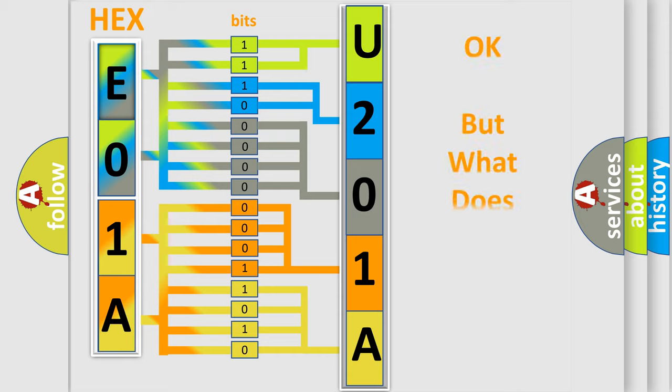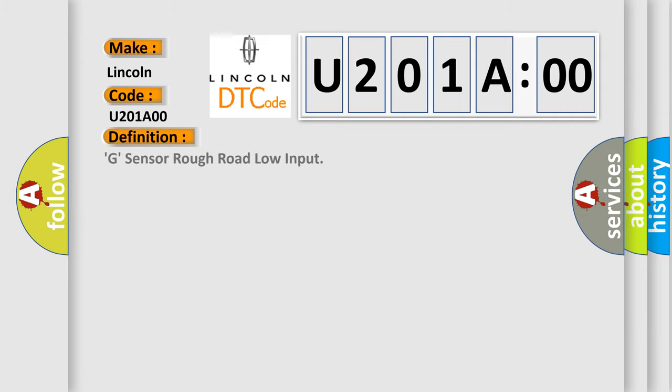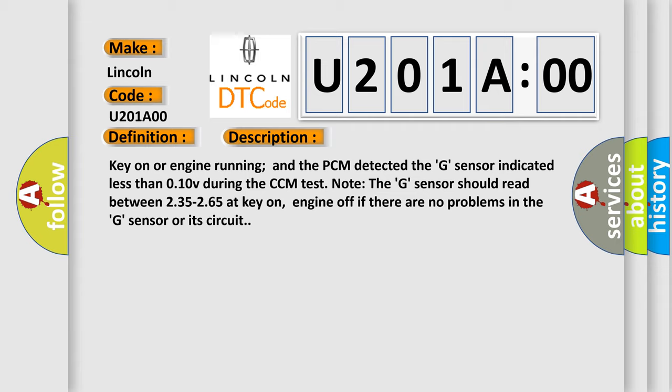The number itself does not make sense to us if we cannot assign information to what it actually expresses. So, what does the Diagnostic Trouble Code U201A-00 interpret specifically for Lincoln car manufacturers? The basic definition is G sensor rough road low input. And now this is a short description of this DTC code. Key on or engine running and the PCM detected the G sensor indicated less than 0.10V during the CCM test. Note, the G sensor should read between 2.35 to 2.65 at key on, engine off if there are no problems in the G sensor or its circuit.